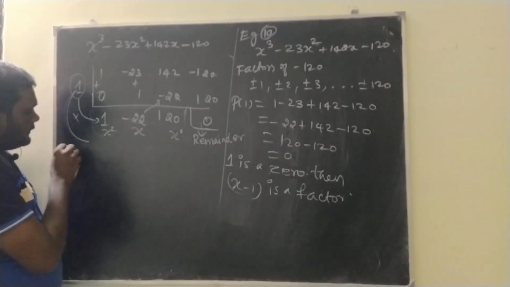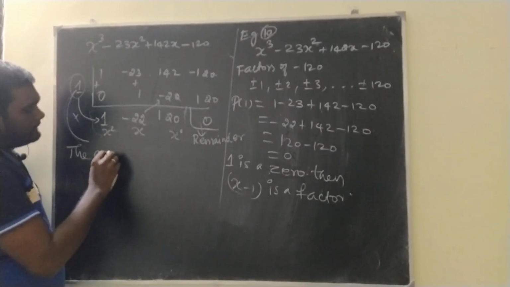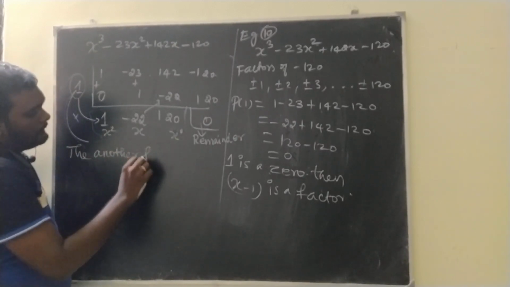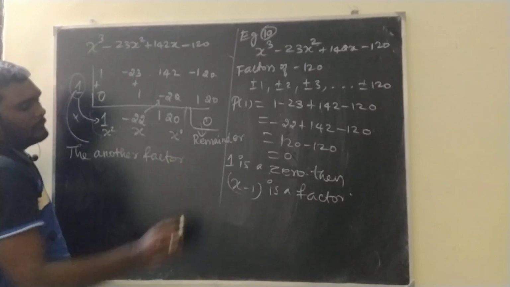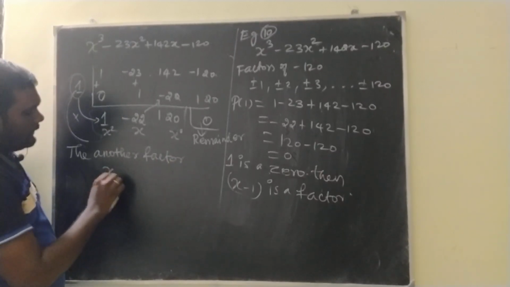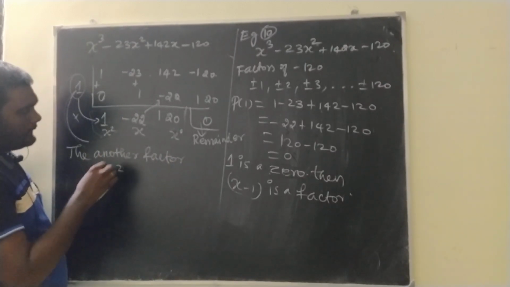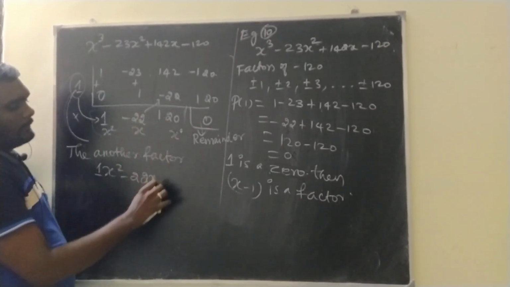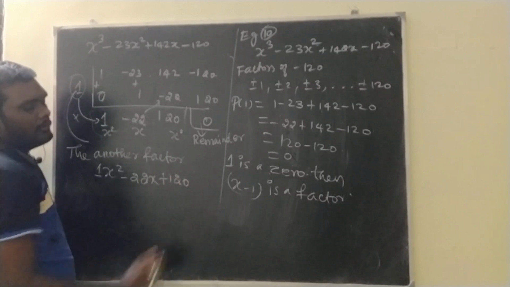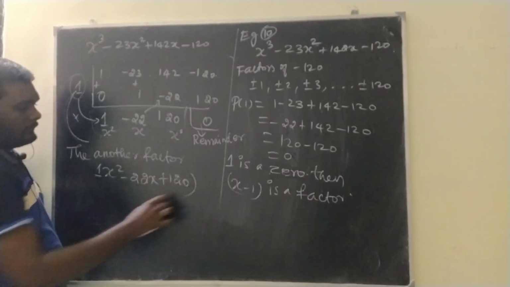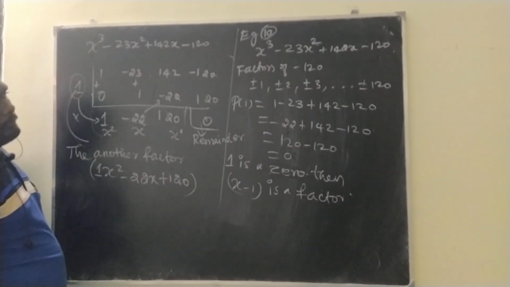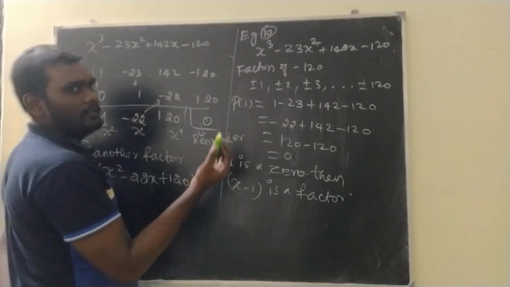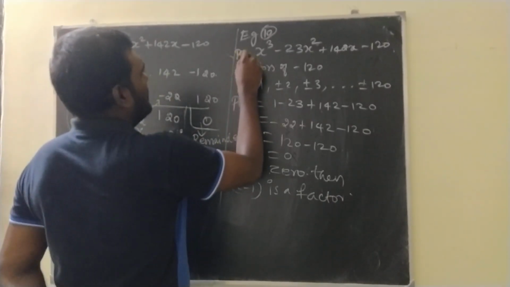So, the other factor is 1 into x square minus 22 into x plus 120 into x power 0, that is 1. That is all. So, therefore, our p of x, we didn't name the polynomial yet, we will name it as p of x.